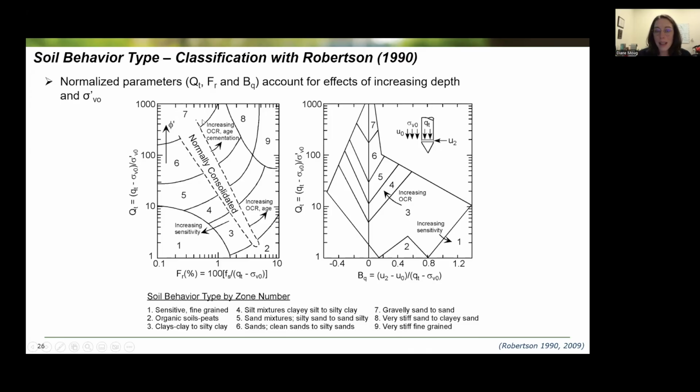In this upper left corner of the plot between cone tip resistance and sleeve friction, porous soils, gravelly sand to sand for zone 7. They plot up here with a pore water pressure parameter close to 0 and high cone tip resistance. And then as you move down to higher sleeve friction ratio and lower normalized cone tip resistance, we're into organic soils and peats, which also plot down here in the BQ cone tip resistance plot.